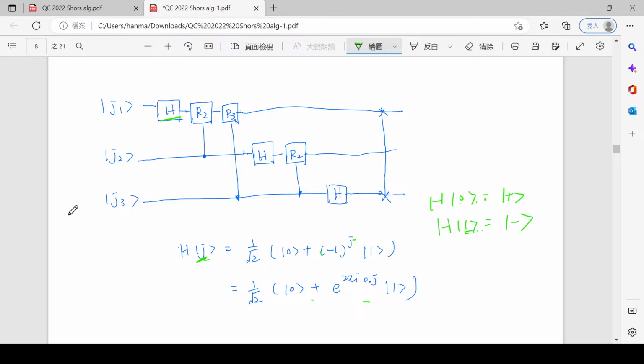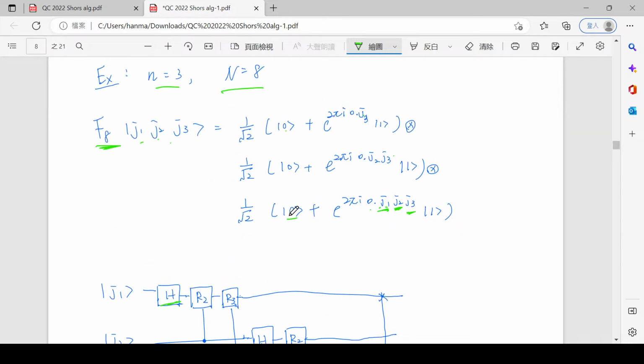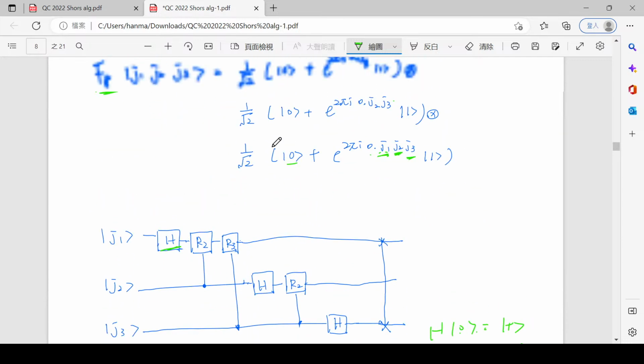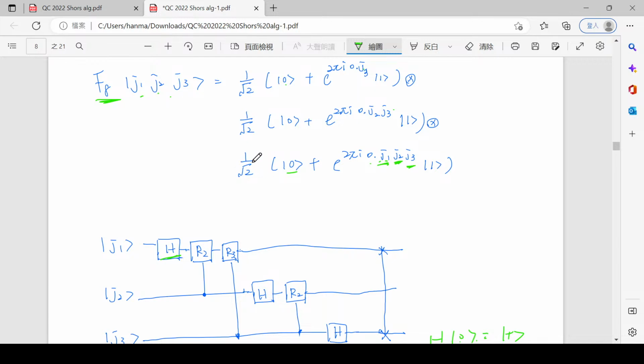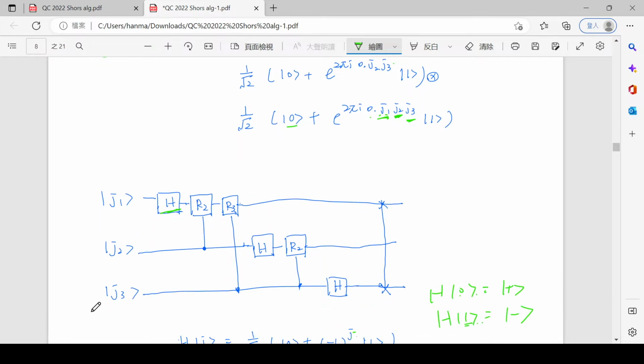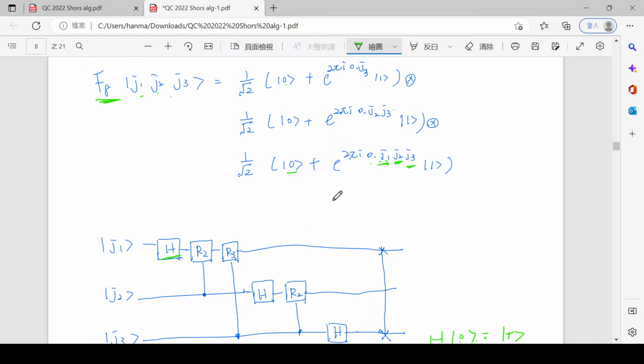Okay? Yeah. So Hadamard turns you into this. Hadamard on j1 turns the state into 1 over square root 2, |0> plus e to the 2 pi i 0.j1 times |1>. Then this R2 rotation will look up j2 and add a j2 here, and R3 rotation will look up this j3 here. So the first qubit will get turned into this thing down here.